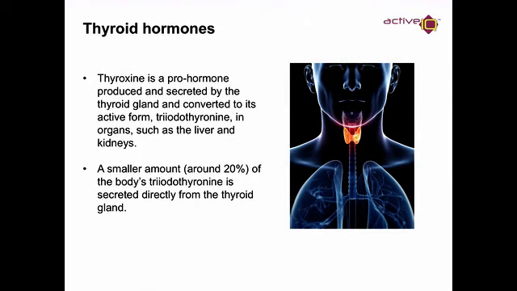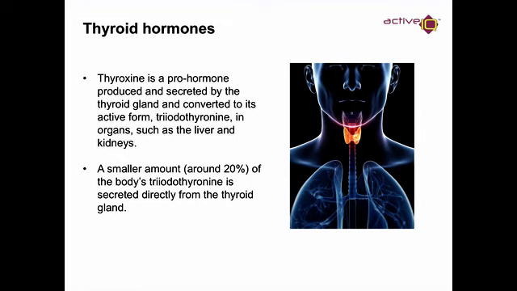We also have thyroid hormones. So we have thyroxine, which is a pro-hormone produced and secreted by the thyroid gland and converted to its active form, triiodothyronine, in organs such as the liver and kidneys. And a smaller amount of the body's triiodothyronine is secreted directly from the thyroid gland.